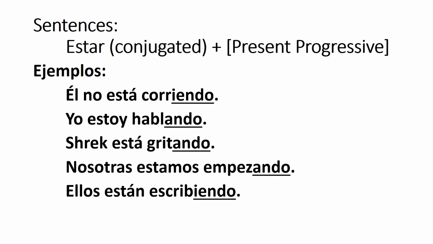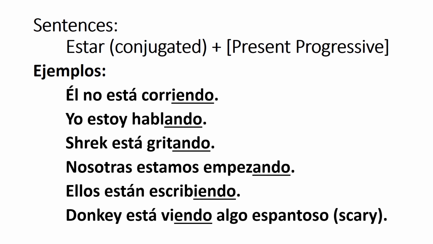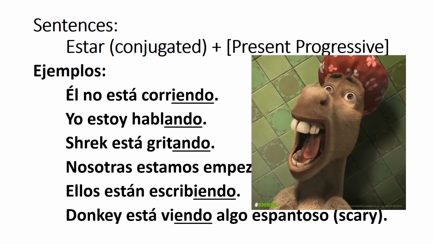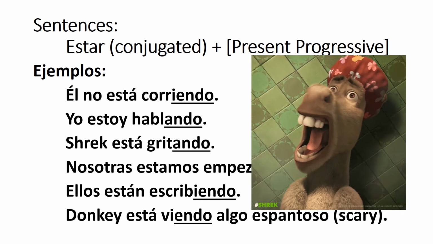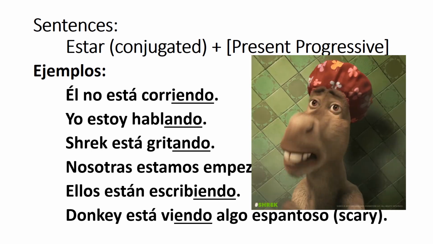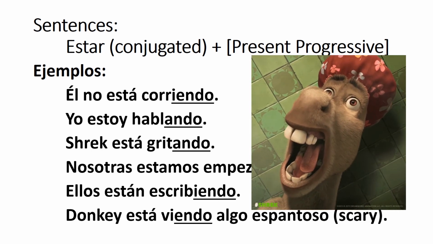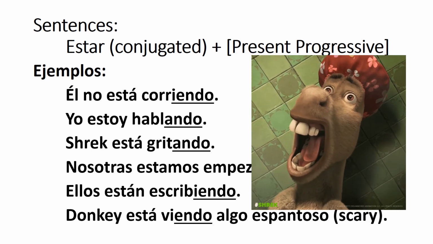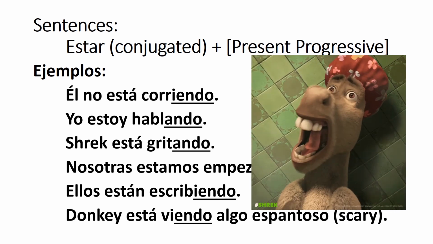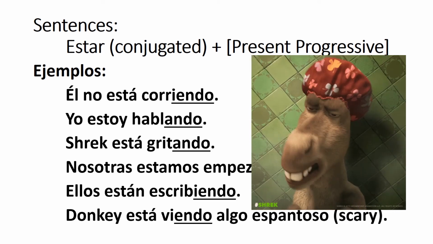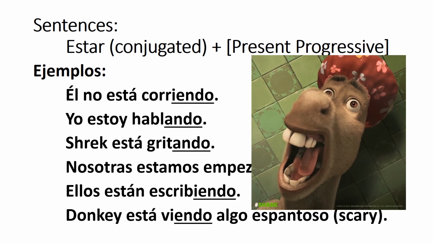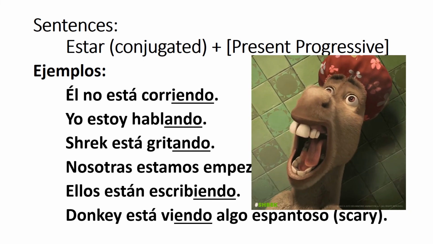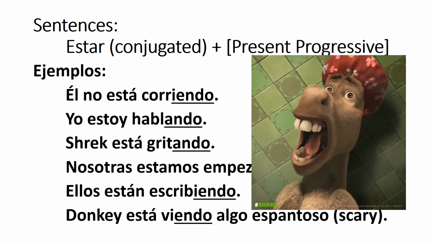They are writing would be ellos están escribiendo. And if donkey is looking at something very scary, I'd say donkey está mirando, or viendo, watching or looking at algo espantoso. And that's that viendo there, that's the verb ver. And you can drop the ER and add the -iendo ending. Clase, choose two of the AR verb examples and two ER verb examples and write them down, add them to your notes, and bring those to class.